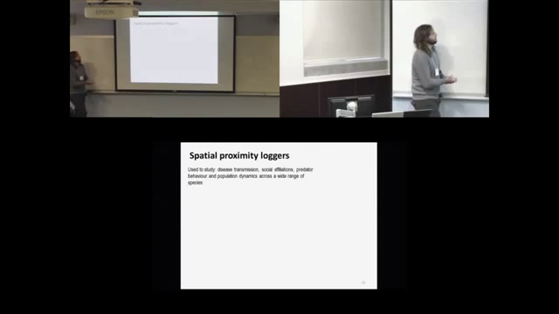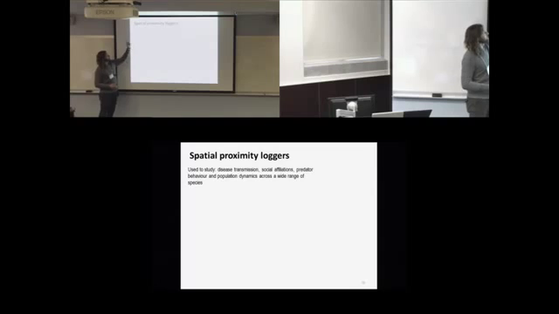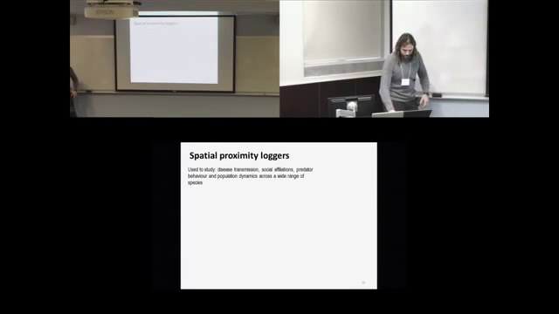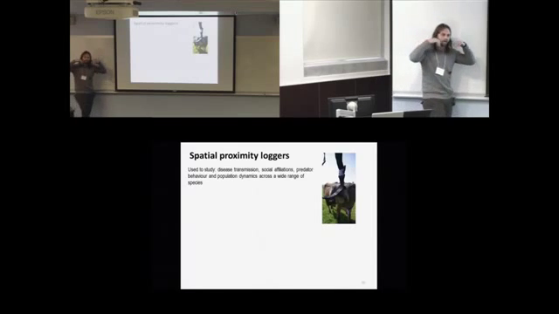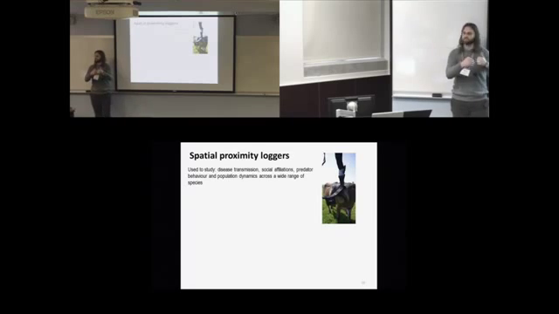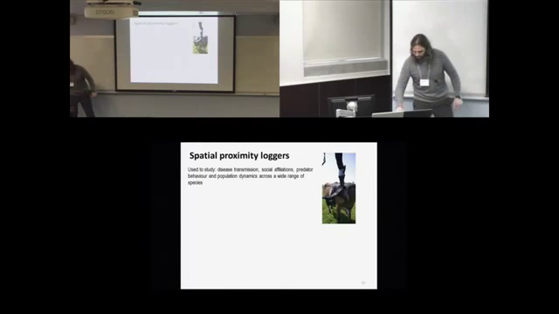And these are well established, so they've been used to look at disease transmission, social affiliations, predator behavior, population dynamics, etc. And they simply work by a collar on, in this case, a cow, and when these collars come into contact, they record and log that event.